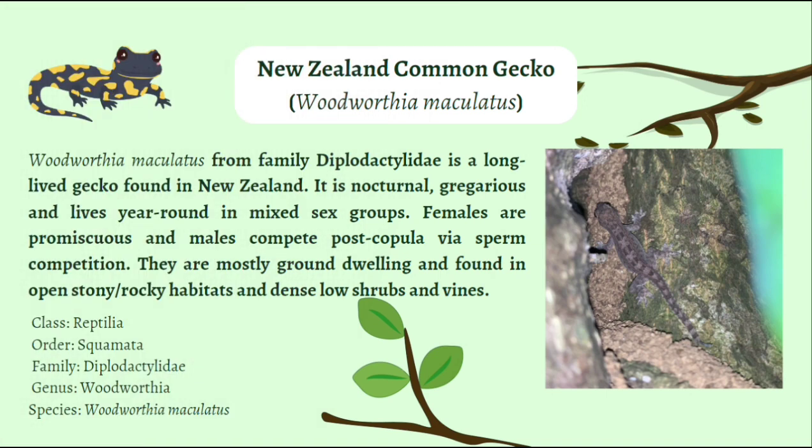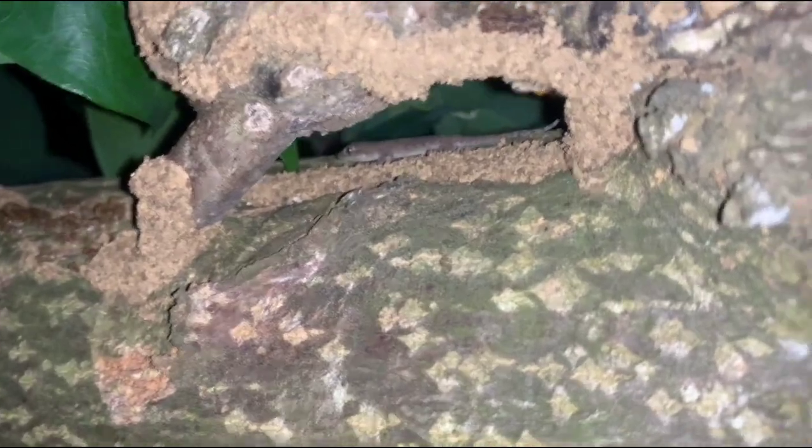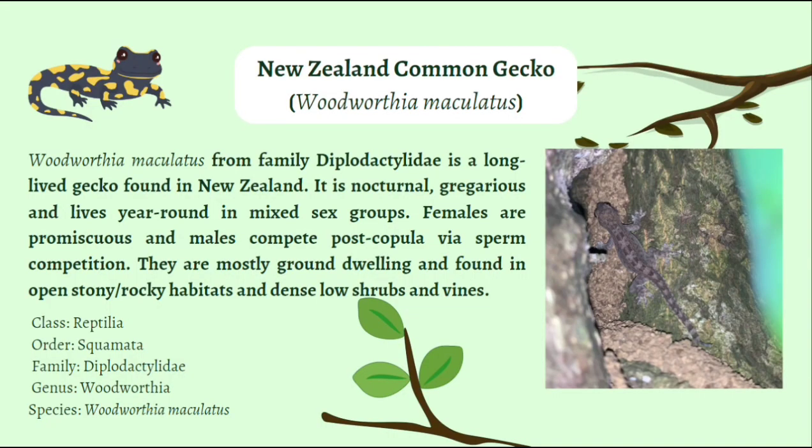New Zealand common gecko. Woodworthia maculatus from family Diplodactylidae is a long-lived gecko found in New Zealand. It is nocturnal, gregarious, and lives year-round in mixed-sex groups. Females are promiscuous and males compete post-copula with sperm competition. They are mostly ground dwelling and found in open rocky habitats and dense low shrub and pines. The species are from class Reptilia, order Squamata, family Diplodactylidae, genus Woodworthia, and species Woodworthia maculatus.